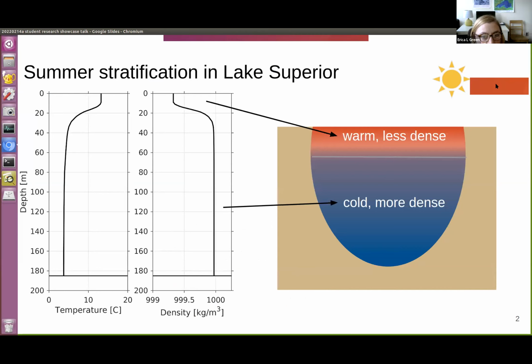So internal waves are sort of directly analogous to the waves that you see when you go to the beach and look at the surface of the water, except instead of operating on that very sharp density gradient between air and the water, they operate on the density gradient that we refer to as stratification in the lake. So when the sun comes out in the summertime, it warms up the top of the water, and you get this warm, less dense layer overlaying a colder, more dense layer, creating a density gradient along which waves can exist.